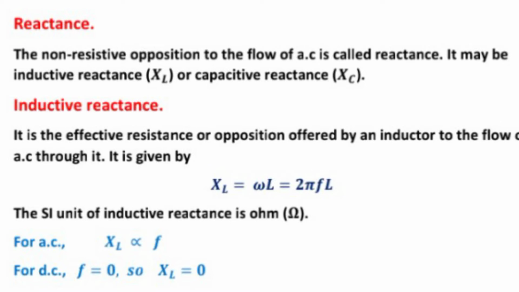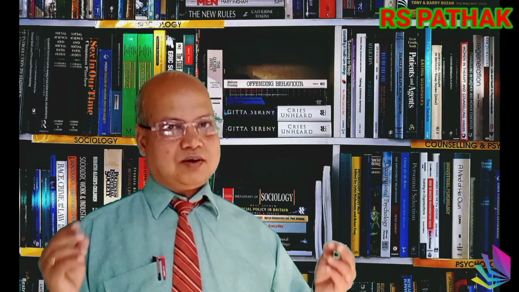Inductive reactance. It is the effective resistance or opposition offered by an inductor to the flow of AC through it. It is given by XL equal to omega L, or it can be written as 2 pi fL. SI unit of inductive reactance is ohm. XL is directly proportional to f for AC, and for DC, f is 0, so XL is 0.